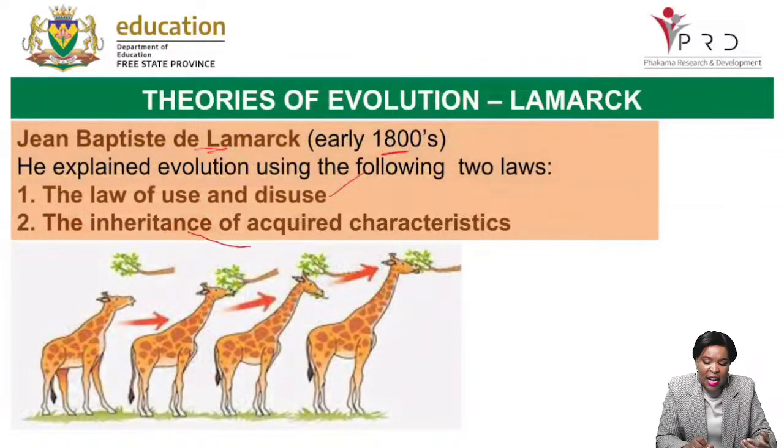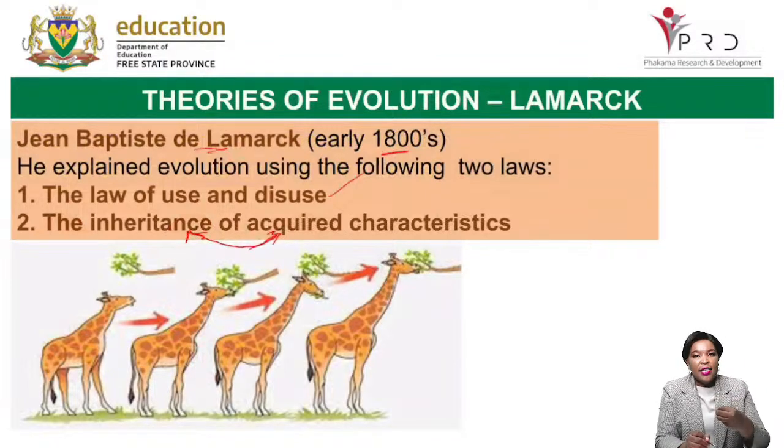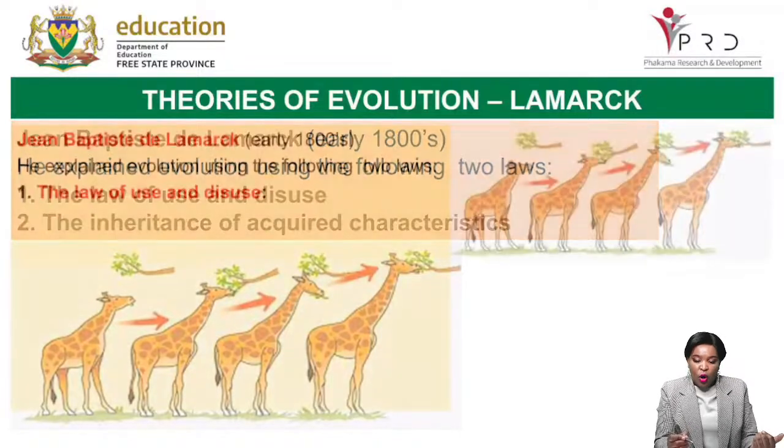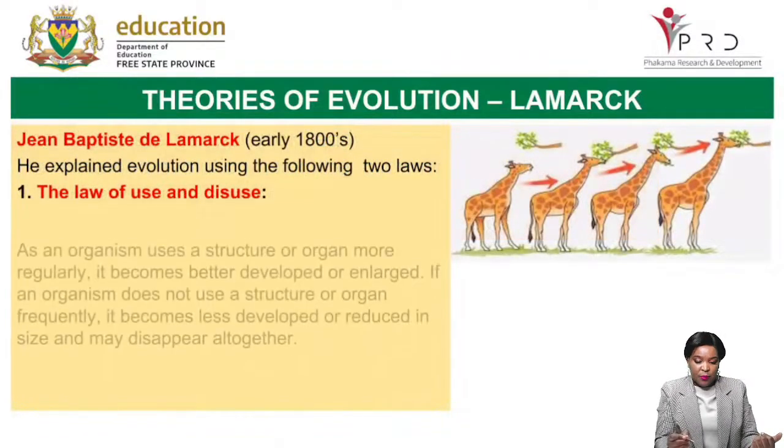Here we find that most of you are messing this word up and then it ends up meaning something else. Please, inheritance of acquired characteristics, meaning he's saying organisms are going to inherit some of the characteristics that were acquired by their parents. So inheritance of acquired characteristics. So he used those two laws using the giraffe. So let us explore these two laws that he used.